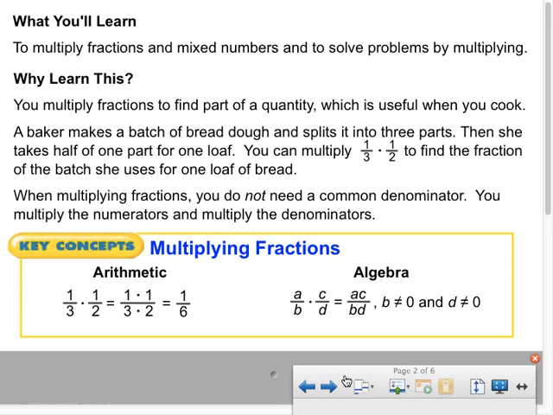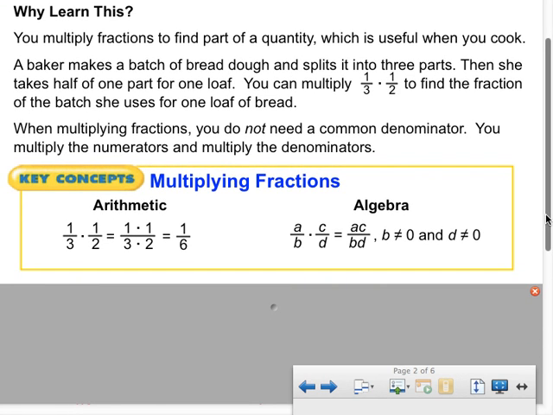What you'll learn: to multiply fractions in mixed numbers and to solve problems by multiplying. Why learn this? You multiply fractions to find part of a quantity, which is useful when you cook. A baker makes a batch of bread dough and splits it into 3 parts. Then she takes half of 1 part for 1 loaf. You can multiply 1/3 times 1/2 to find the fraction of the batch she uses for 1 loaf of bread.